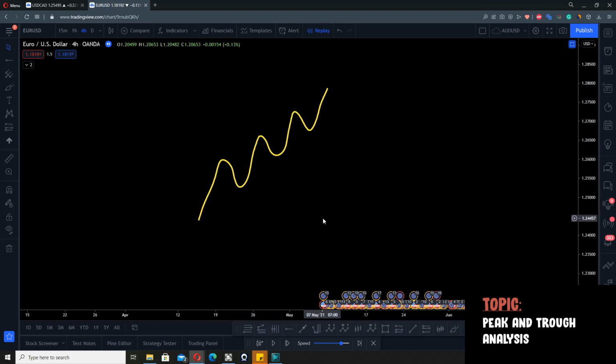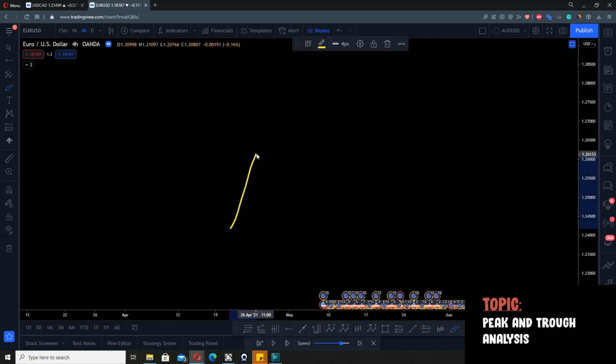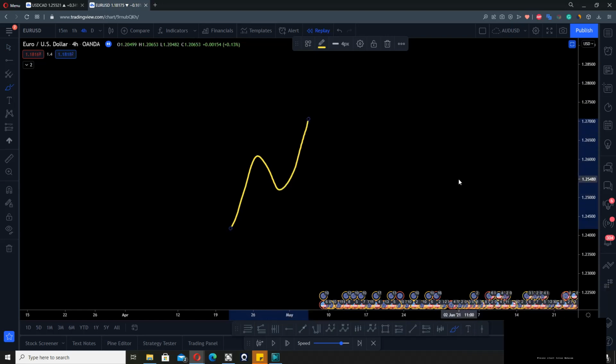Okay, and when do we have an uptrend? We have an uptrend when we have a higher high, a lower low, and a higher high. That's enough to have an established trend. So let's take a look. When you have a high, a low, and then you have a new high, this is enough to have an established trend.